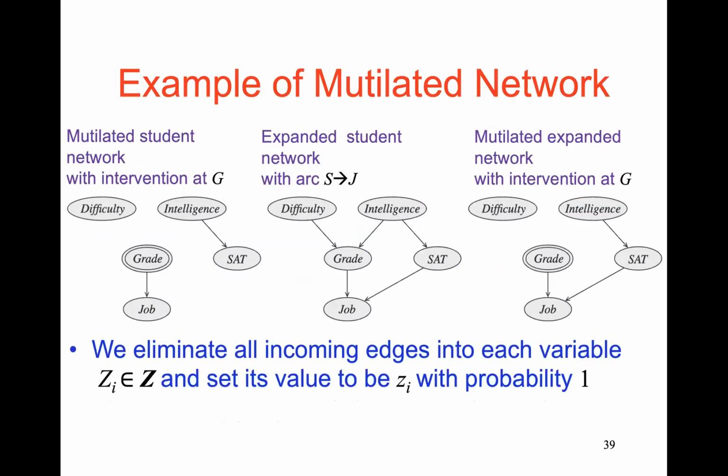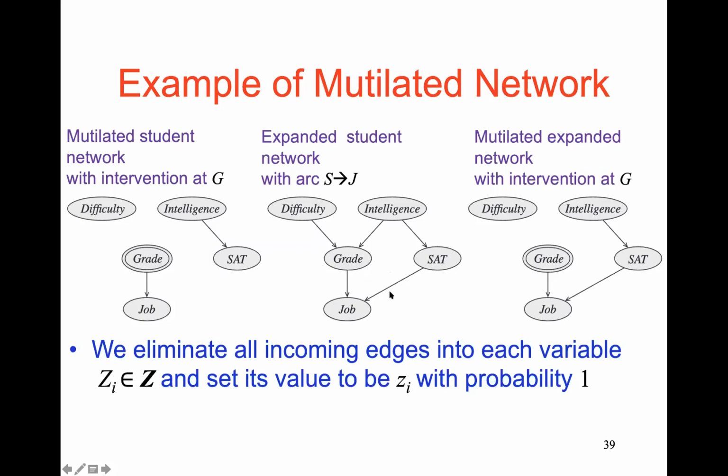So, an example of a mutilated network. This is the network with difficulty, intelligence, SAT, grade, and job. Here is the mutilated student network with intervention at G. We're changing the grade to A. It's no longer A, B, C with certain probabilities. We're just saying set it to a particular value, with probability 1. This is an expanded student network with an arc from S to J. So we have an arc S to J also here. And this is the mutilated expanded network with intervention at G.